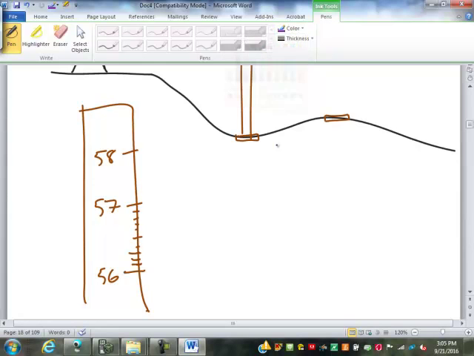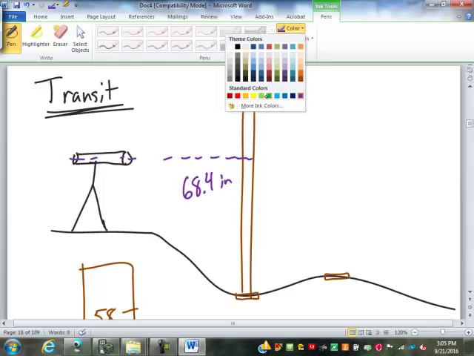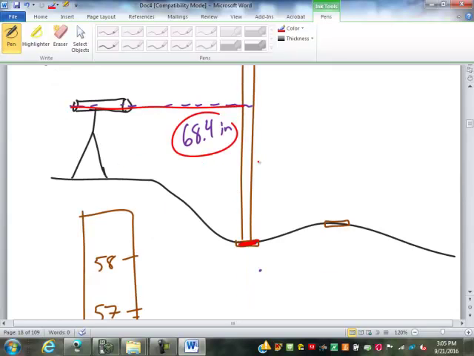So anyway, if we read this, let's say we look through our scope, and on the stake here, we get a reading of 68.4 inches. What that is telling us is this ground here is 68.4 inches below the level we set our scope at. And we always have some sort of a reference point. So let's set that as our reference point.